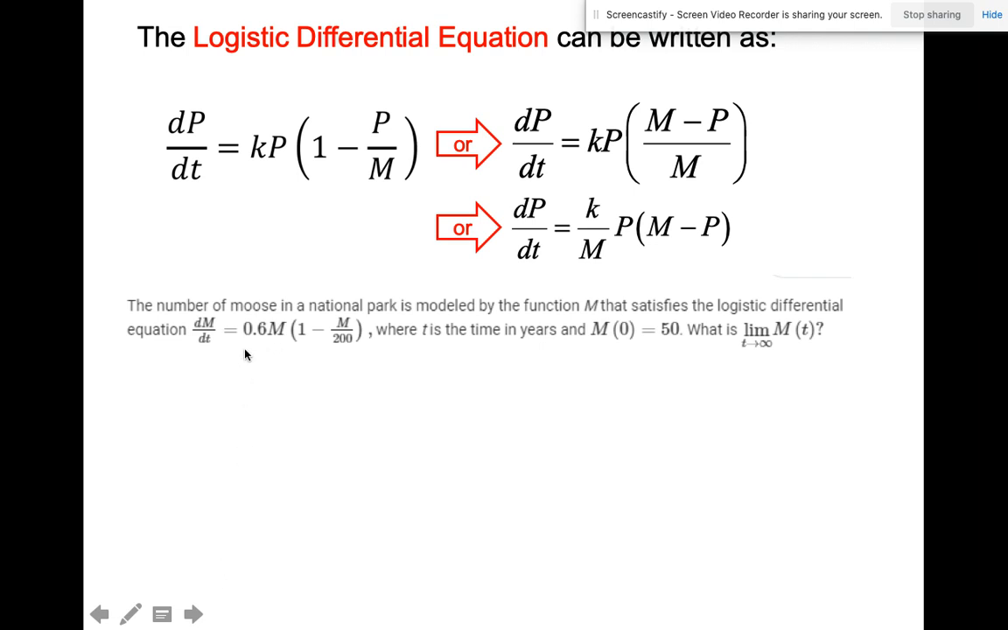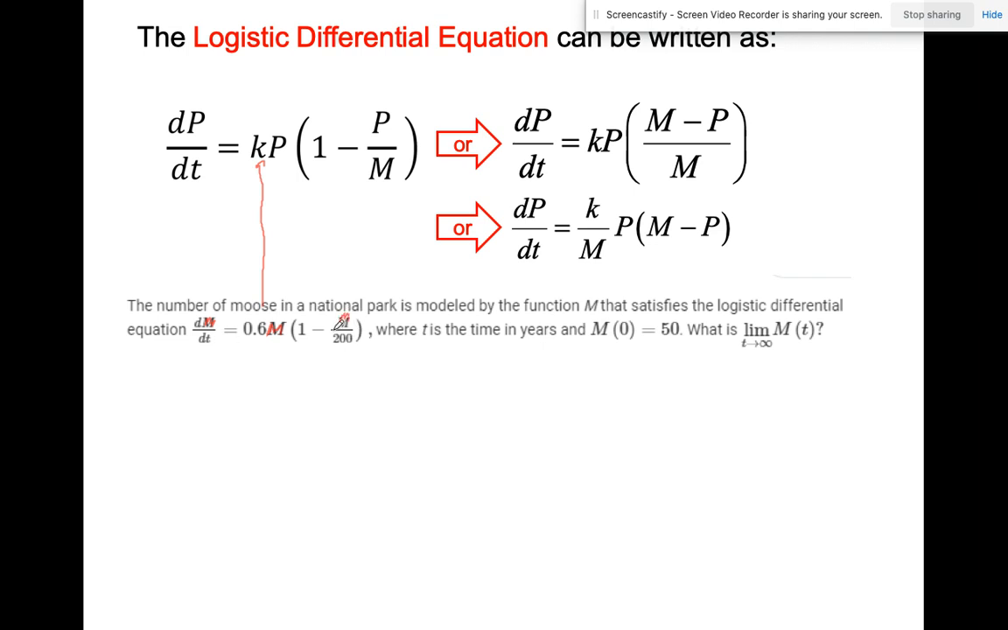Here we have a number of moose modeled by a function satisfying the logistic differential equation. So this time they just said that straight up. You have a logistic differential equation and they're giving it to us. Do you see the form? Right, K is 6 over 10. Annoyingly, instead of P, they're using M as their population number for moose. M is not your carrying capacity.